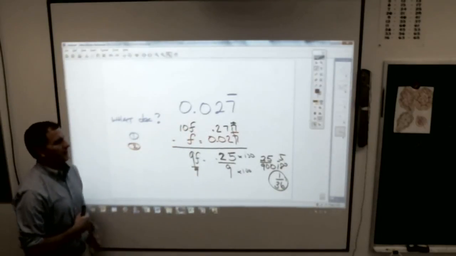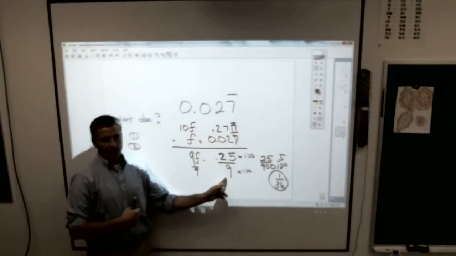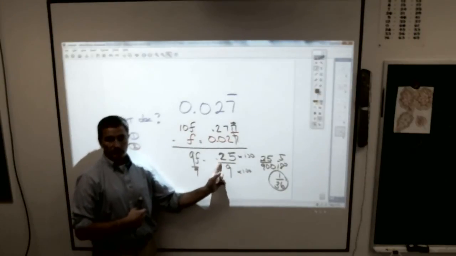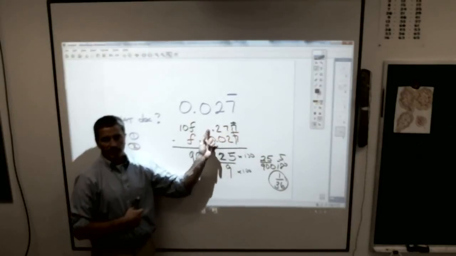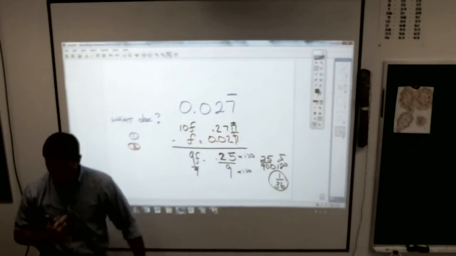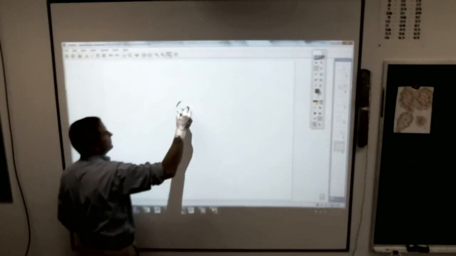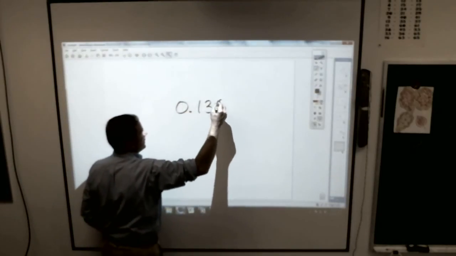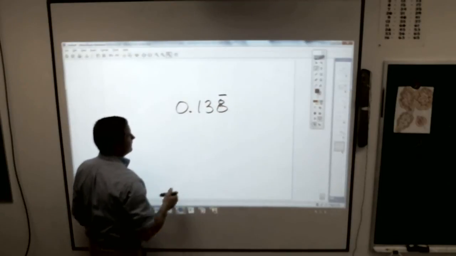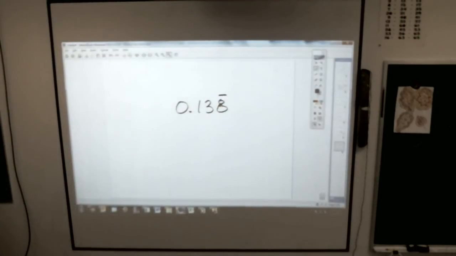Tell me how many people got this far and got stuck? You did get 0.25 over 9, it's half the battle. How many people messed up on this part right here? You think you could do it on the next one? We'll try another one. Here, this one, 0.138 repeater. Again, follow the steps. It's not terribly difficult. I mean, it's not something that you're incapable of.